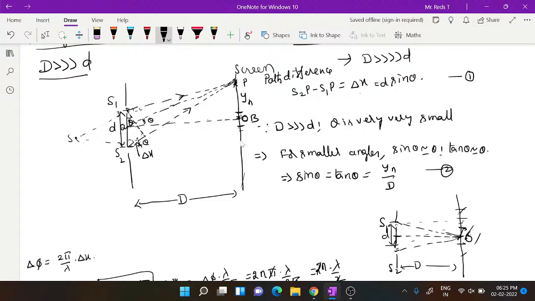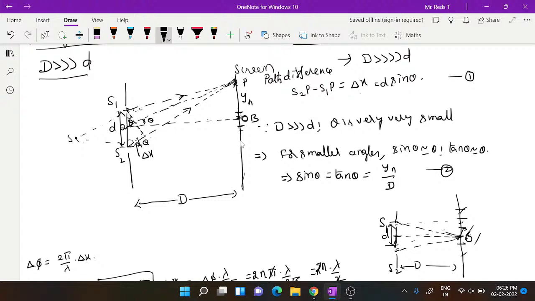So what will be the angle between these two? In this total 90, if you subtract theta, you will get this. So this will be 90 minus theta, and this will be 90. Then what will be this angle? This will be theta, because the sum of the three angles is equal to 180.